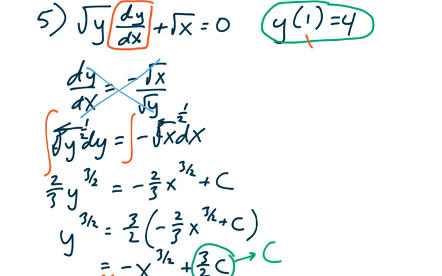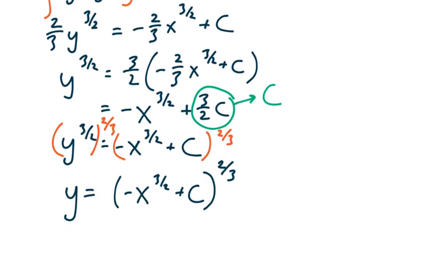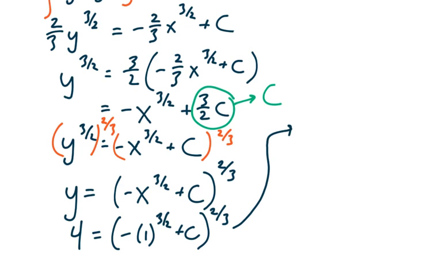Okay, this is happening. When x is 1, I know that y is equal to 4. So I basically have the point (1, 4). Here we go. Let's plug in 4 for y equals negative 1 to the 3/2 plus c, whole thing to the 2/3. Becomes 4 equals, well, 1 to the 3/2 is just 1. So I get negative 1 plus c to the 2/3.